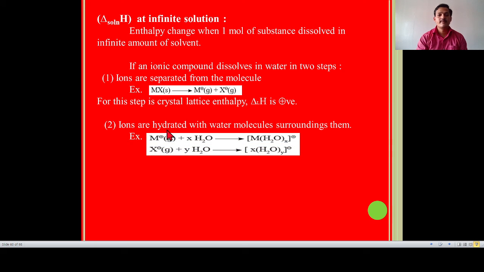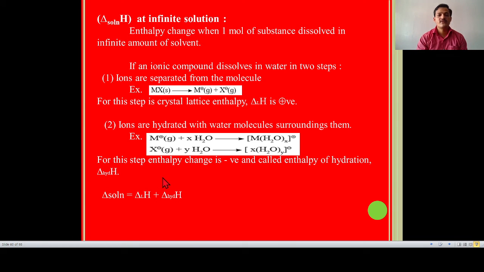For example, M plus in gaseous phase plus x amount of H2O gives M(H2O)x plus. X minus in gaseous form plus y H2O gives X(H2O)y minus. For this step, enthalpy change is negative, and this is called as enthalpy of hydration. So we have finally concluded that enthalpy of solution is equal to lattice enthalpy, that is crystal lattice enthalpy, and hydration enthalpy. Okay, so this is the overall regarding enthalpy of solution. Hopefully we have understood this. Thank you.